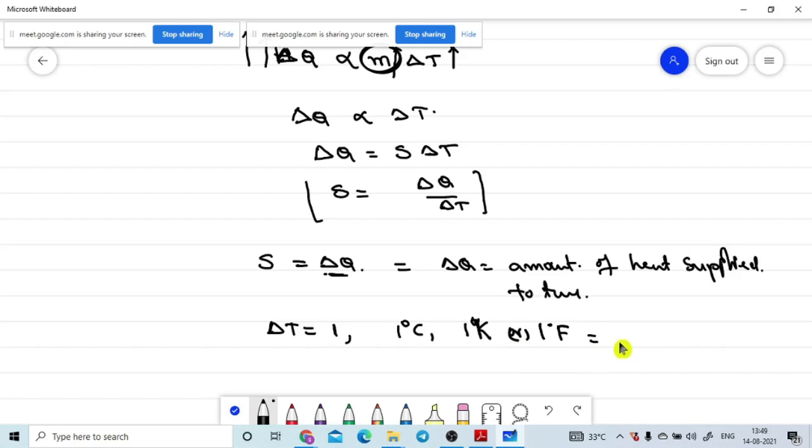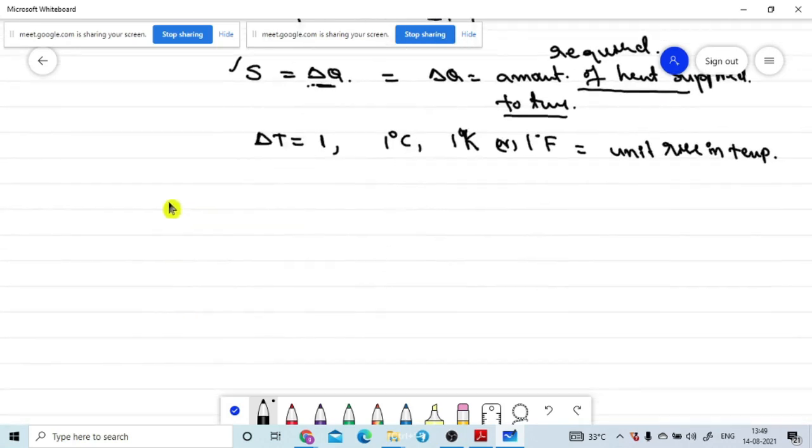Can I write this as a unit rise in temperature? Yes, sir. So that is nothing but unit rise in temperature. So what does it mean? Heat capacity is the amount of heat supplied to the system, or supplied means required. Can we write like that? Required by the system to rise the temperature of the system by 1 degree. Is it correct? Yes, sir. So that is the definition of heat capacity.